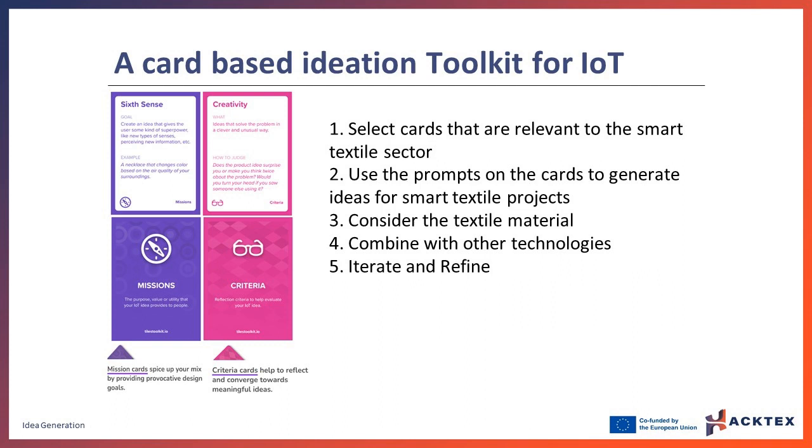Consider the type of textile material you want to use in your project, such as conductive fabrics, smart fibers, or e-textiles. Combine the prompt on the card with other technologies, such as sensors, microcontrollers, and actuators, to create a more complex project. Experiment with different combinations of cards to refine your idea. Test your project and make changes as needed.